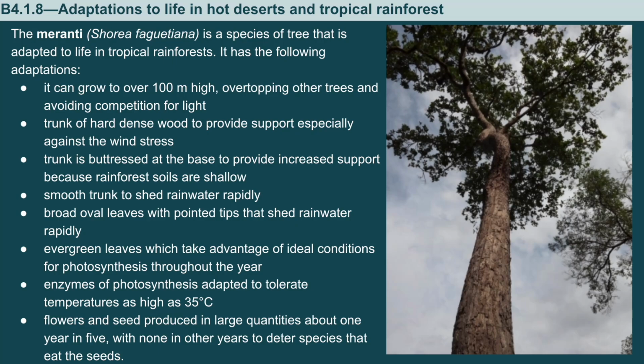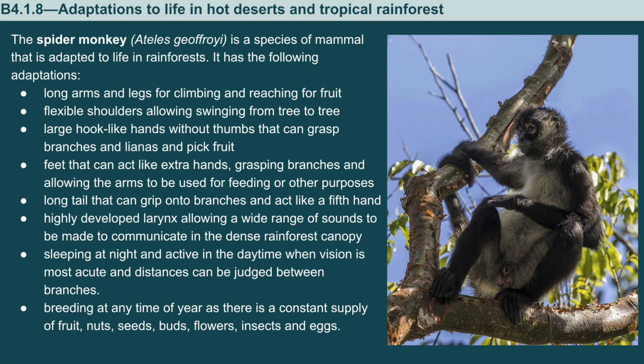Their leaves are evergreen, which take advantage of ideal conditions for photosynthesis throughout the year. The enzymes of photosynthesis are adapted to tolerate temperatures as high as 35 degrees Celsius. And they produce flowers and seeds in large quantities, only about 1 year in 5, with none in those other 4 years, in order to deter species that eat the seeds. And lastly, the spider monkey, adapted to life in the tropical rainforest.